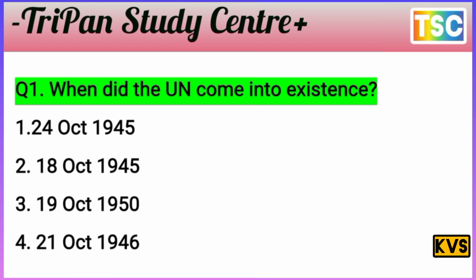The question is clear here: when did the UN come into existence? The options are 24 October 1945, 18 October 1945, 19 October 1950, and 21 October 1946. Two options are very similar, the first and second, both 1945, meaning they are near each other. But the third and fourth options are different: 19 October 1950 and 21 October 1946.